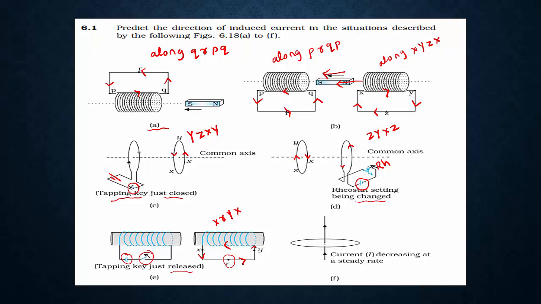Observe the last picture. Here this is a conductor. Magnetic field lines are lying in the plane, forming closed loops. Here the sentence is given: current I decreasing at a steady rate. Steady means constant. If the current is changing at a constant rate, then the flux is also changing at a steady rate. That indicates no current is induced in this conductor. So, no current is induced. So, this is all about the direction of induced currents in the given pairs of circuits.